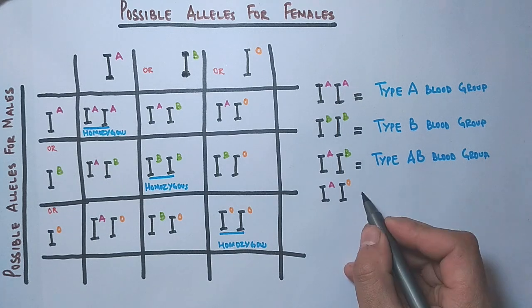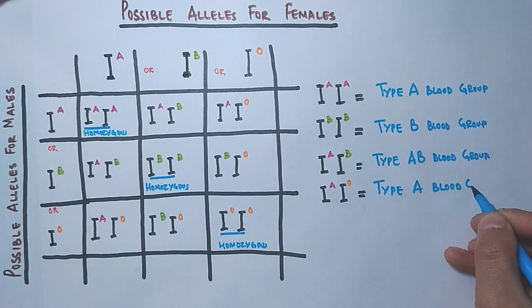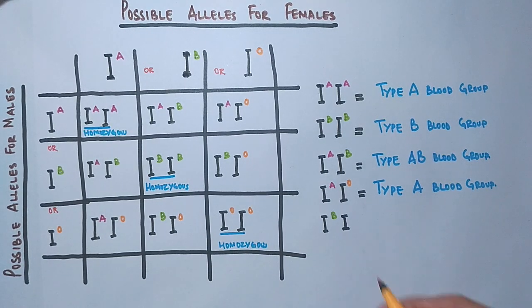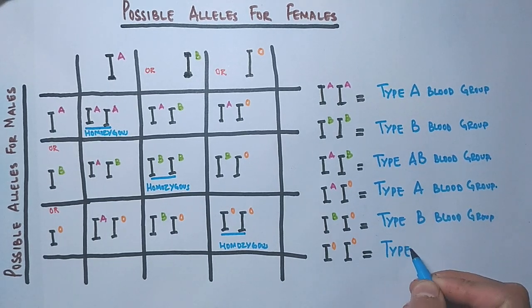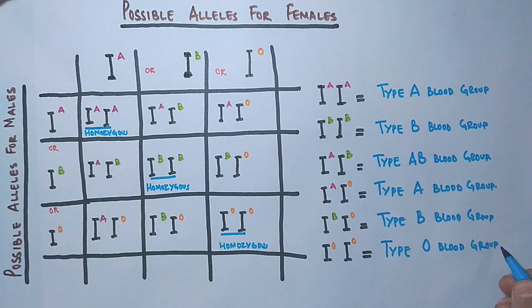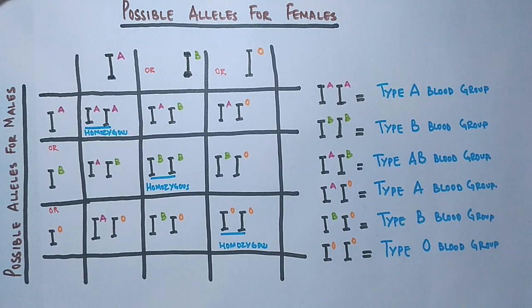Then we have IAIO, the individual with A blood group. Then we have IBIO, the individual with B blood group. Then we have IOIO, the individual having O blood group. If we analyze these combinations, we get 4 types of blood groups found within the human population: A type, B type, AB type, and O type. So this is how multiple alleles or multiple allelism occurs within the population. So this is all about multiple alleles with the explanation from the ABO type system.